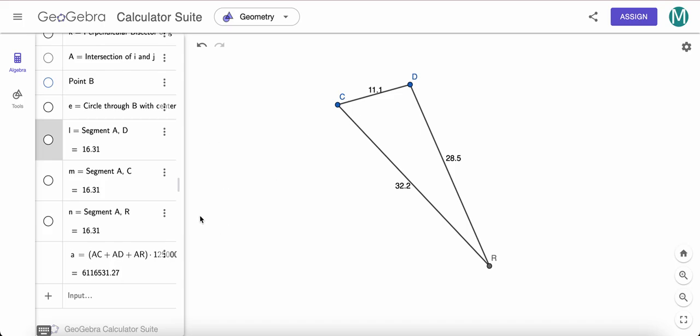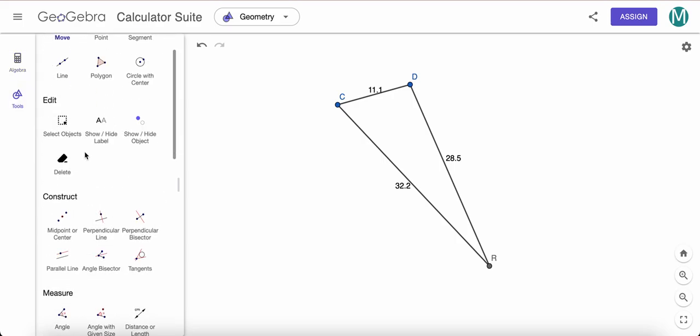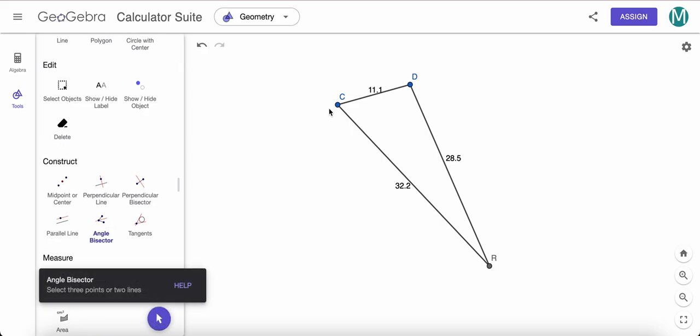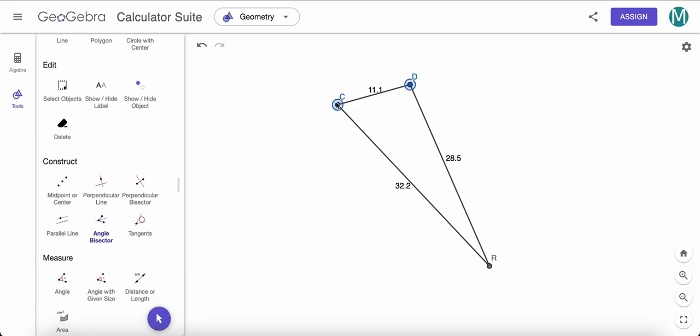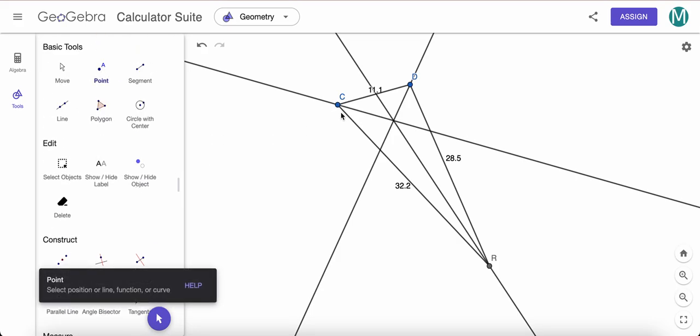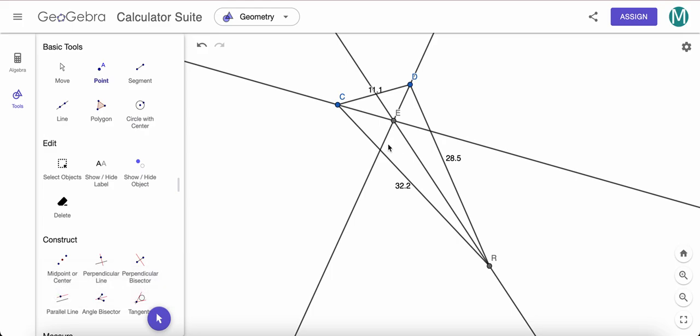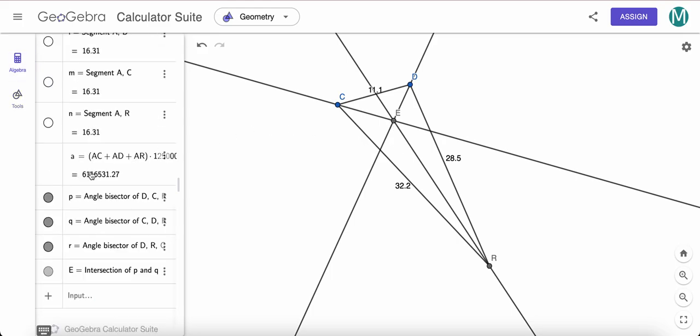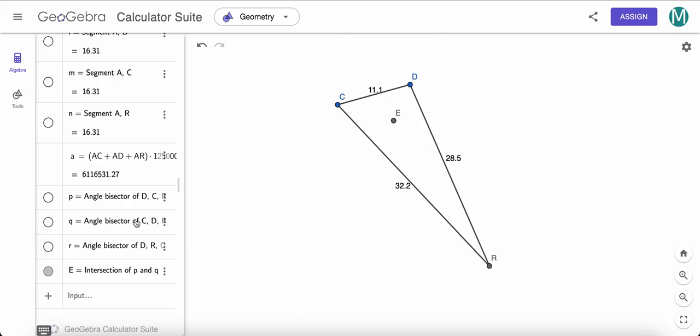For the second option, I'm gonna use the in-center. So to find the in-center, let's go and check the angle bisector of each angle. So I find this one. This is the first angle bisector. For D, I did it, and for R, we did it. Okay. So let's locate the point. This point is E. Now I'm gonna hide this angle bisector. This is my center.